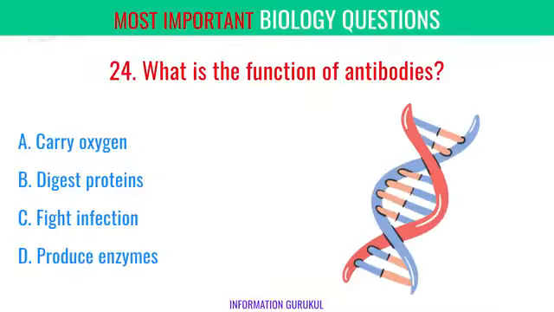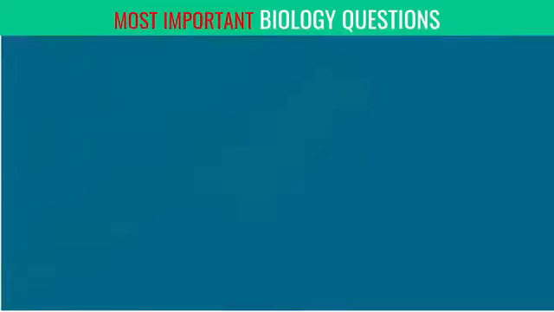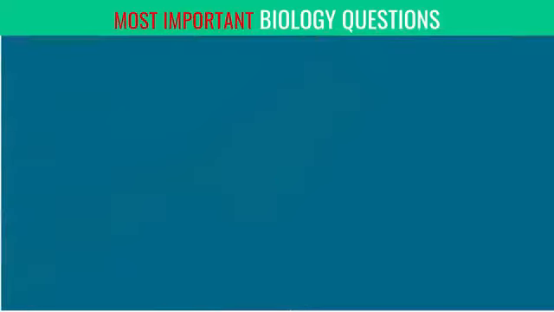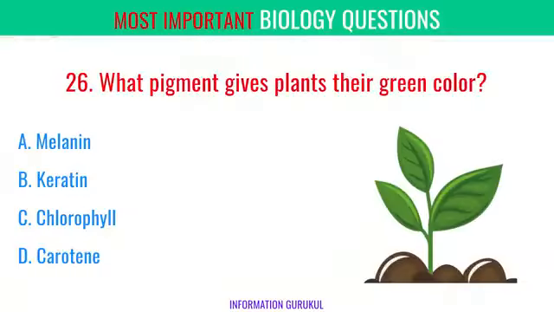What is the function of antibodies? Fight infection. Which organ is primarily responsible for detoxifying chemicals in the body? Liver. What pigment gives plants their green color? Chlorophyll.